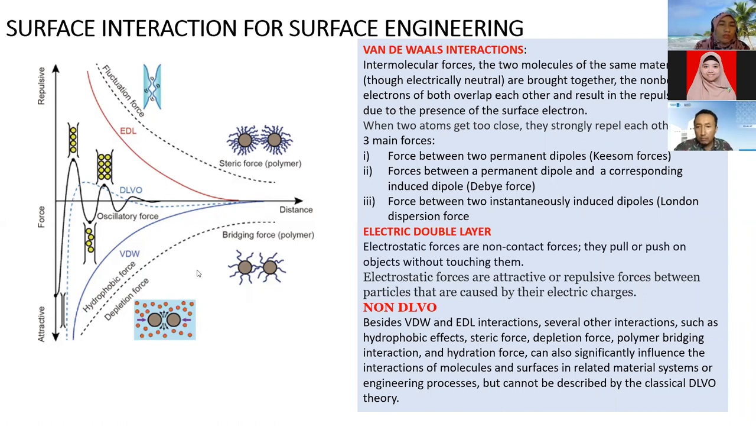When you do surface engineering, you get the data, then how do you want to discuss it? You have to ponder why this happened on the surface, why not this, why I can modify this using this compound, not the other compound. You have to give a reason, and the reason should come from an understanding of van der Waals interaction, electric double layer, and non-DLVO.